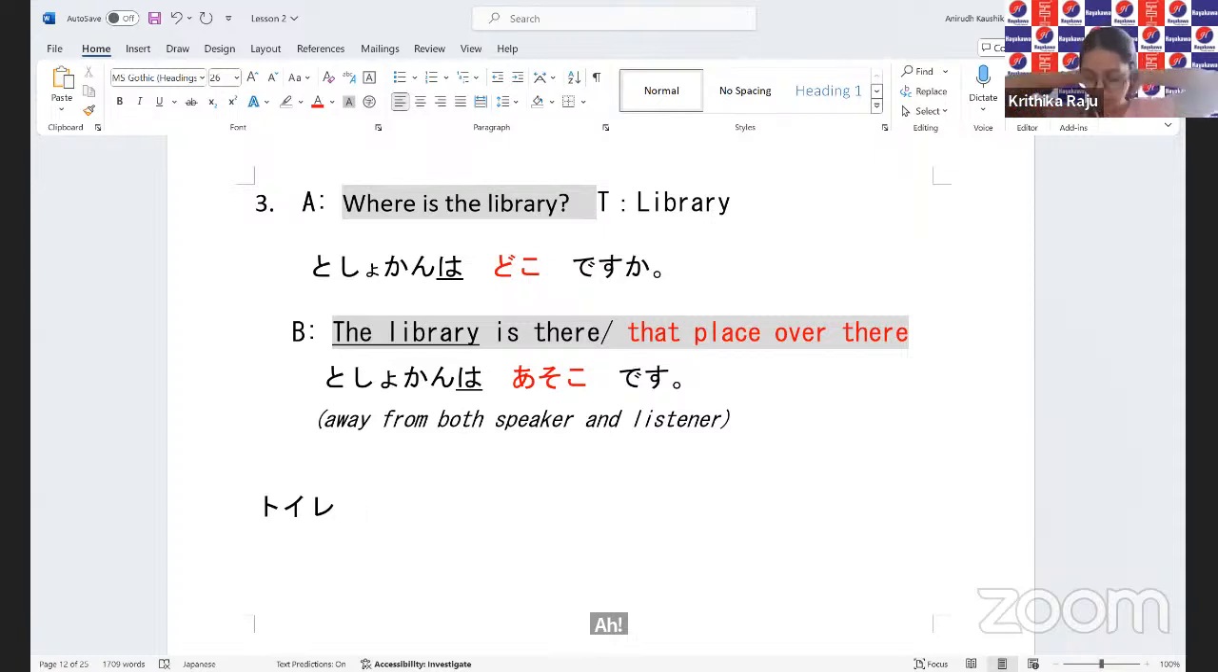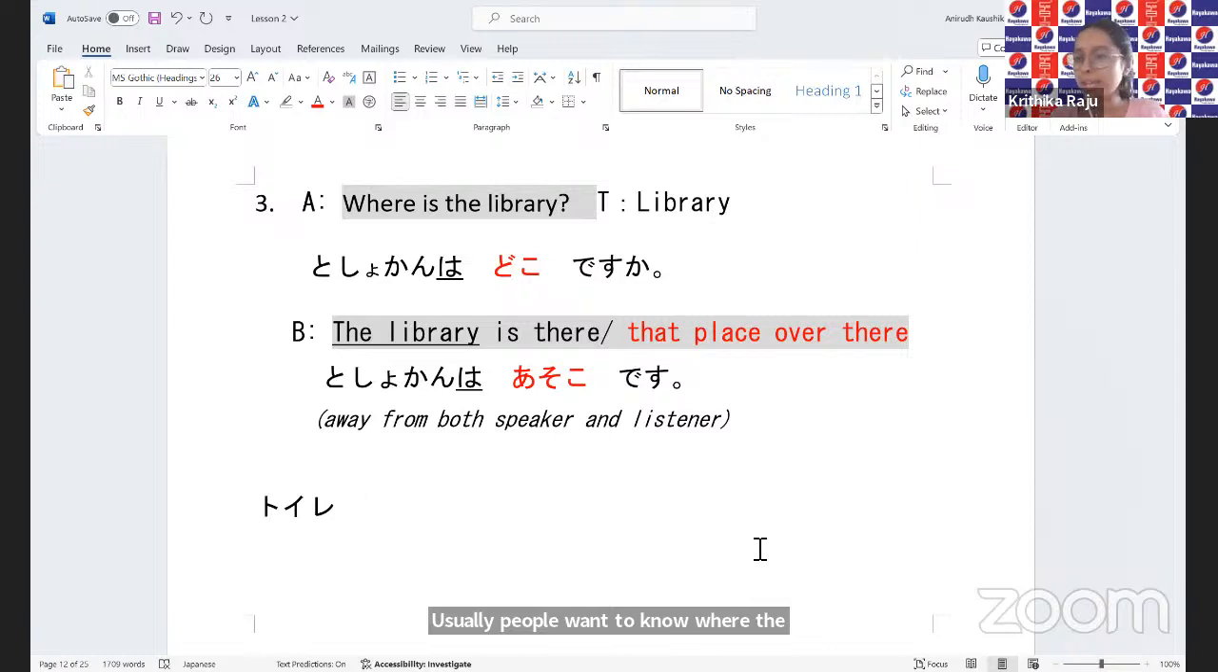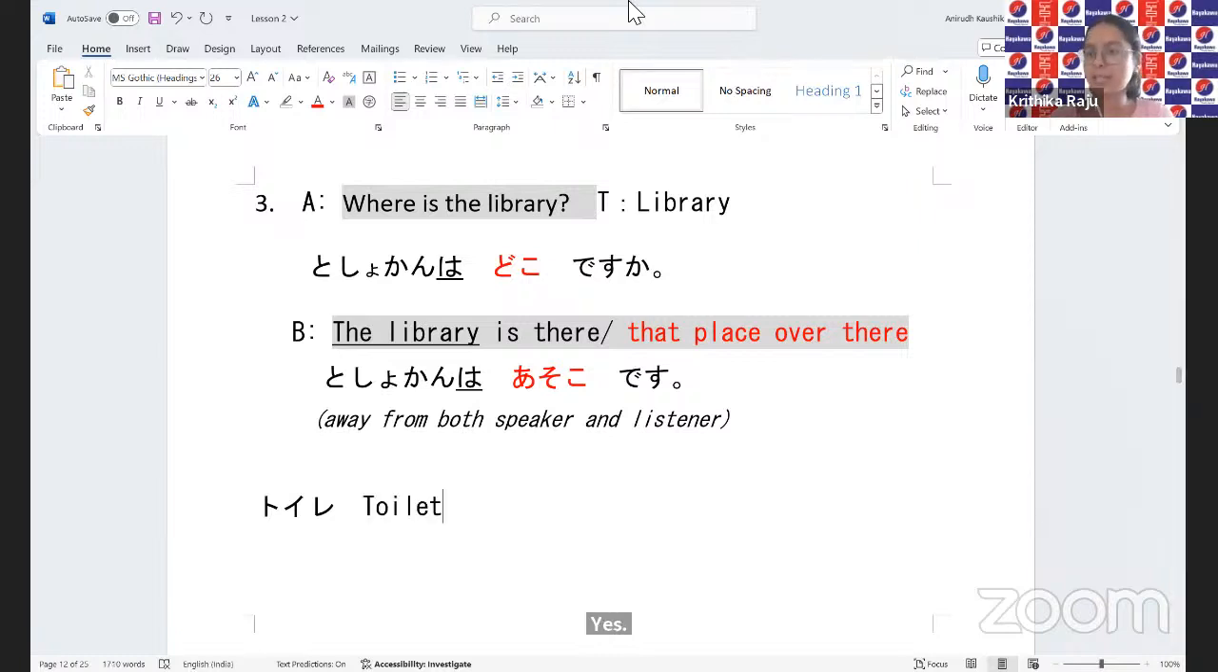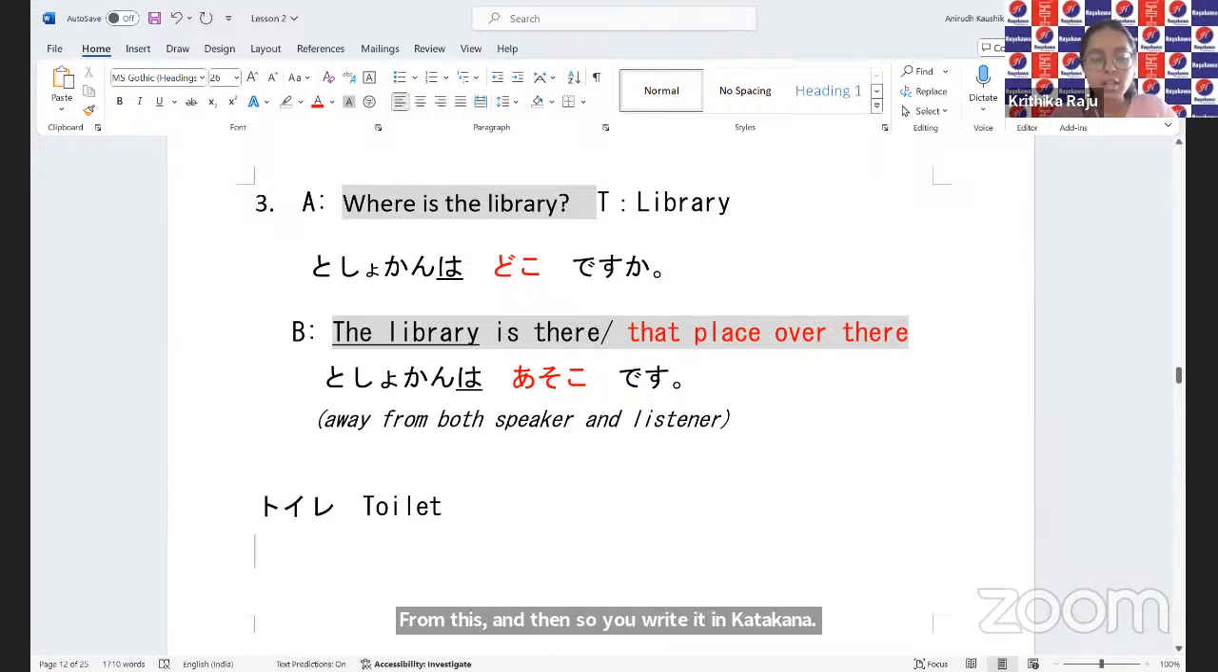Usually people want to know where the restrooms are, right? Toire. It's katakana, taken from the word toilet. So you write it in katakana. But there's also a polite word. Let me also give that.